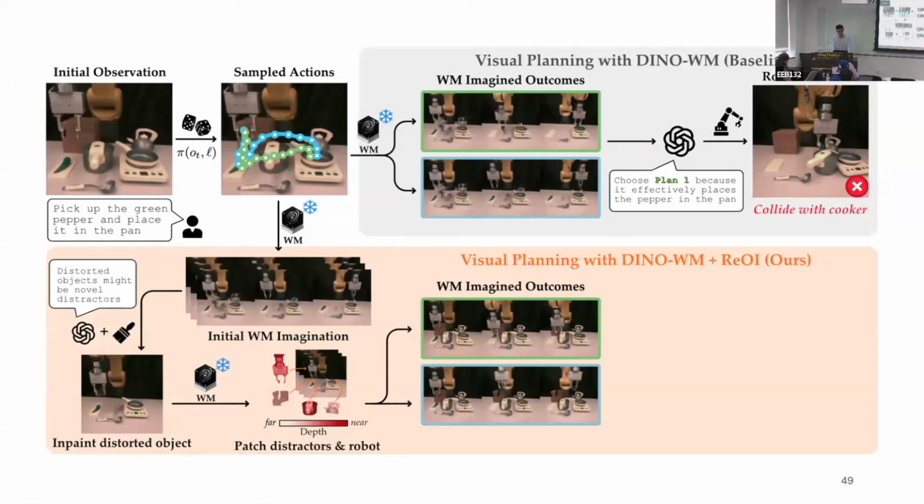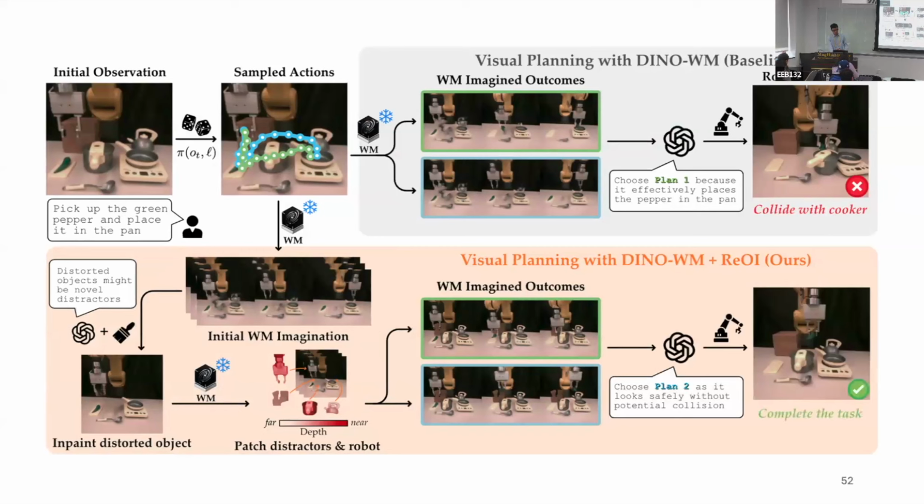And with all this reimagined action outcome, we can then use the same pipeline with the VLM to identify and reject plans as before, and to select the outcome that best aligns with the human user intention.